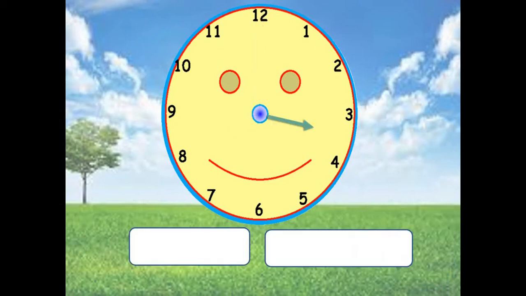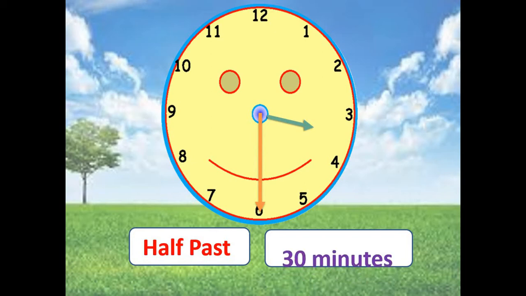Okay, what if the long hand points at number 6? So, we're gonna say it's half past the hour. And in digital it means that 30 minutes passed.